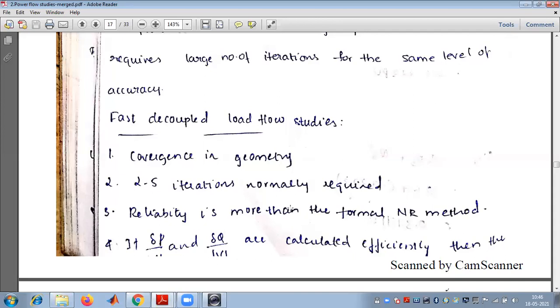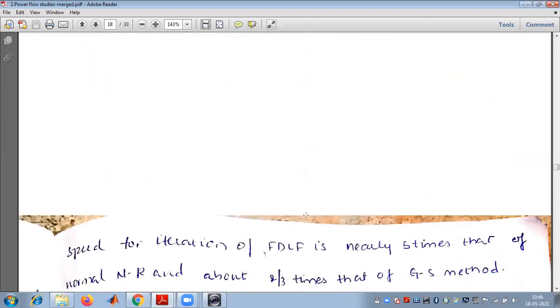Please try to understand the fast decoupled load flow study. This is just an extended version of the NR method. This is not a new method. This is just an extension of the NR method. That's why every time I'm talking about the convergence. All these terms are related to the Newton-Raphson method.